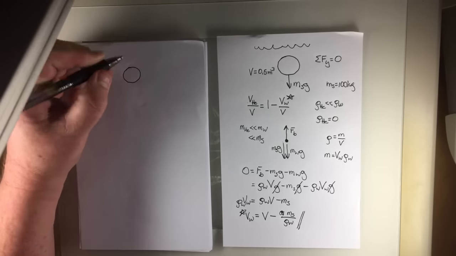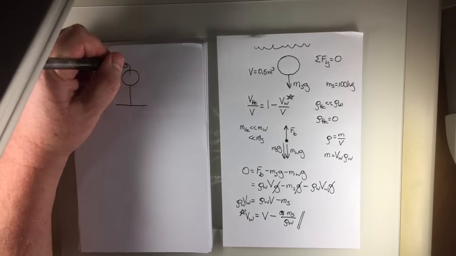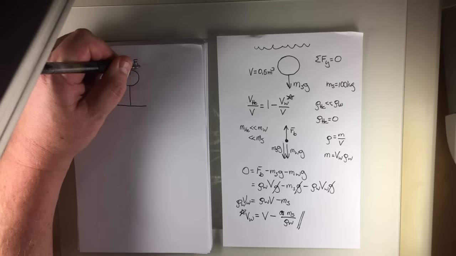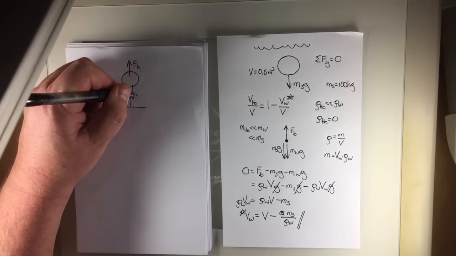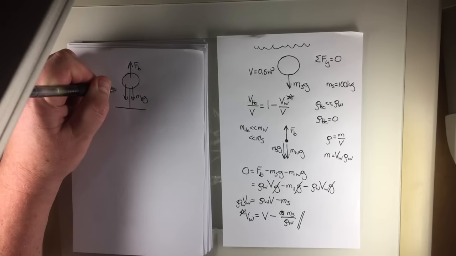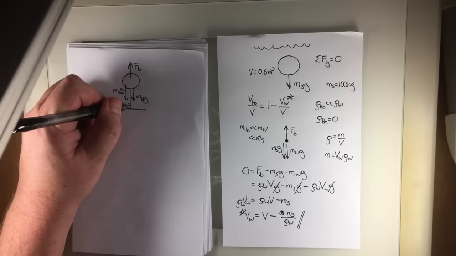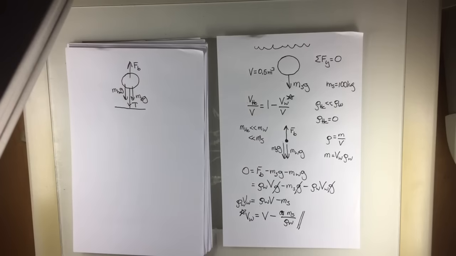You have the balloon. The buoyant force is up. The mass of the balloon times gravity is down. The mass of the helium times gravity is down. And you have tension, which is down.